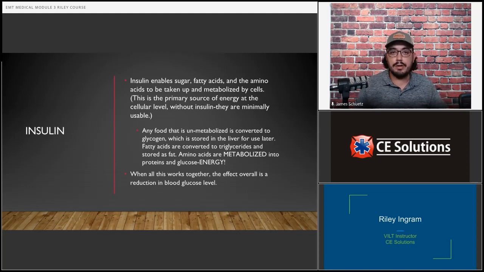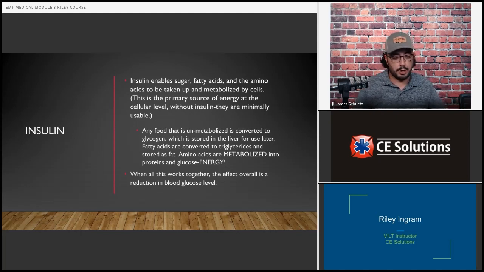They break them down and do whatever they've got to do to use all of that as energy. That's the primary source of energy at the cellular level. Without that, the cells don't have energy to live. This is why this endocrine function is so important, because this is where the cellular energy comes from. Without insulin, those nutrients are minimally usable.